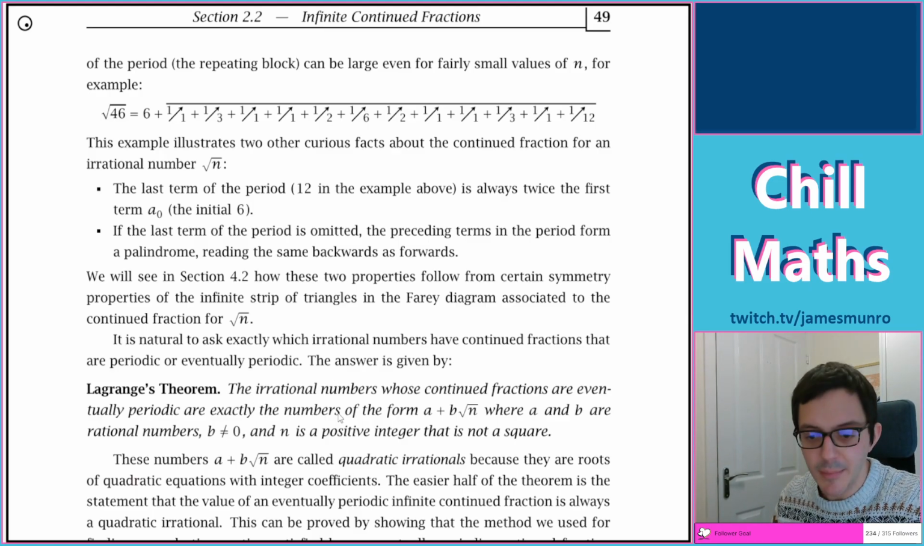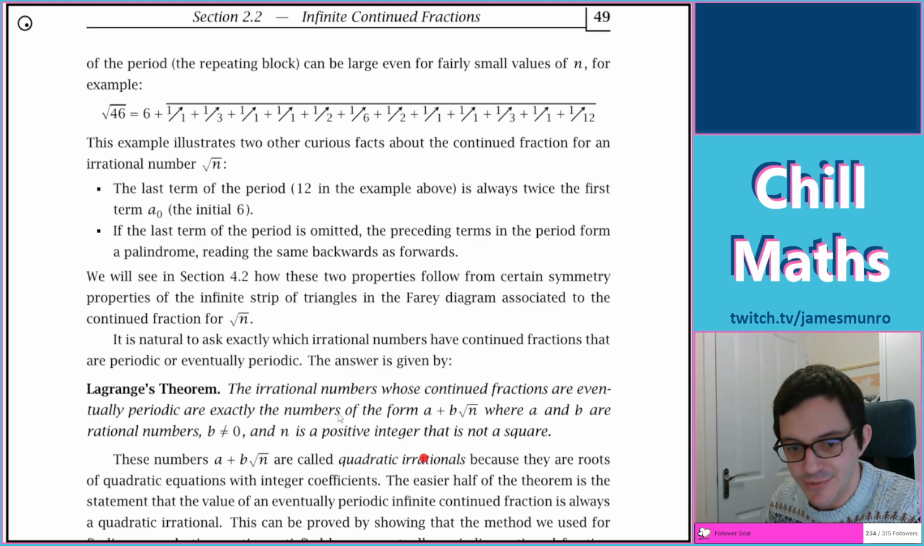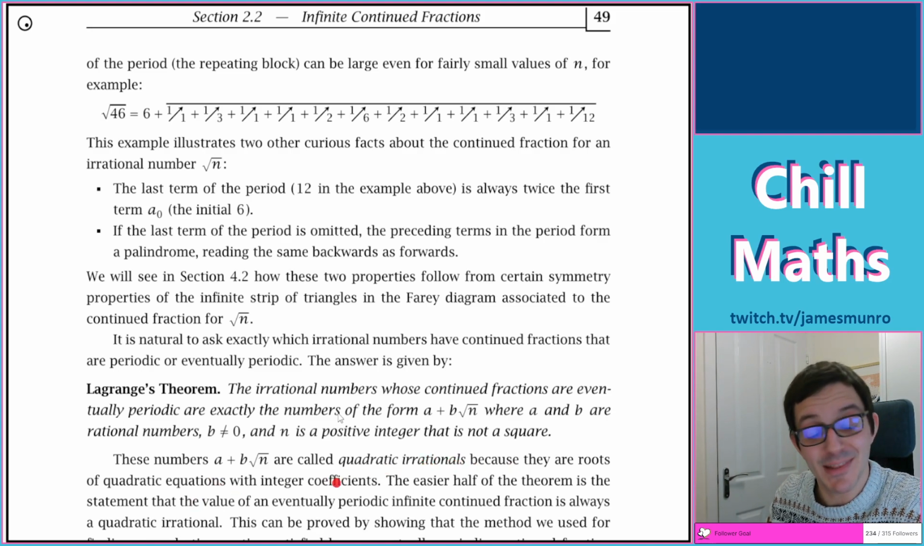Okay, and then here it is on screen as well. This is one of those times that it's on screen. They're roots of quadratic equations with integer coefficients. I said rational coefficients. I should multiply through by the least common multiple of the denominators.